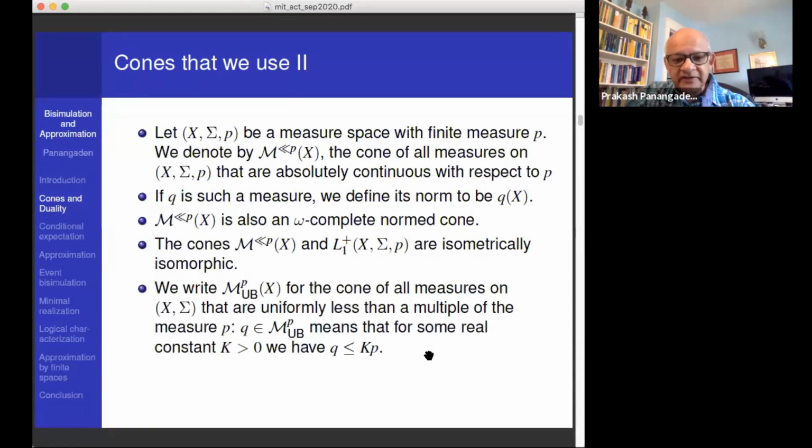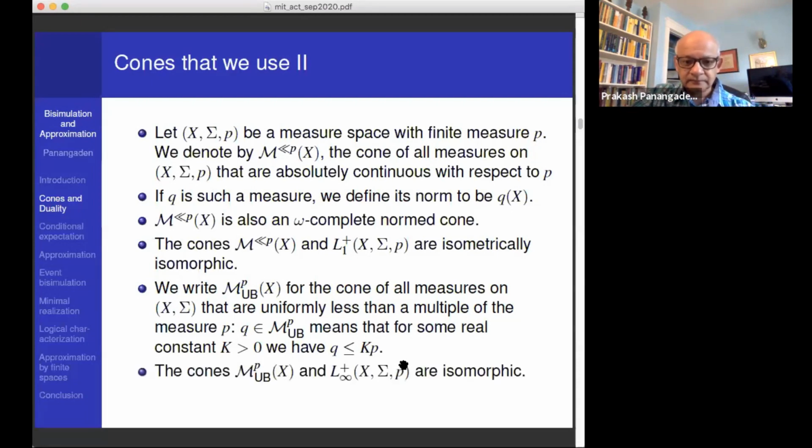There's another closely related cone. This again is a cone of measures that are bounded by P, but in this case, upper bounded in some uniform way. To say Q belongs to this collection of measures means that for some positive real constant, we have Q is less than that constant times the P that decorates the cone symbol. And this family of measures, again finite measures, is isomorphic to the L infinity almost everywhere positive functions. So we have two Riesz-like theorems that link the cones and the measures.